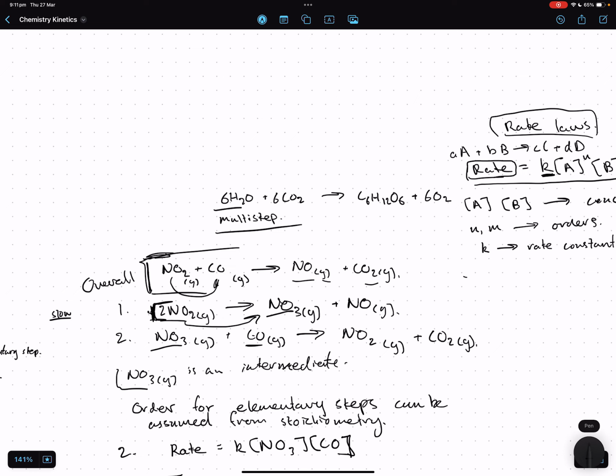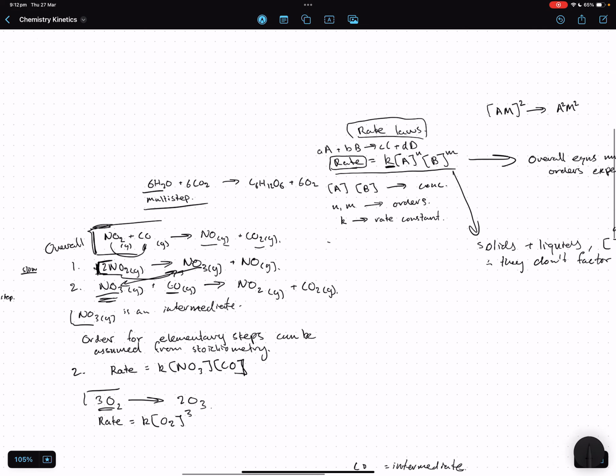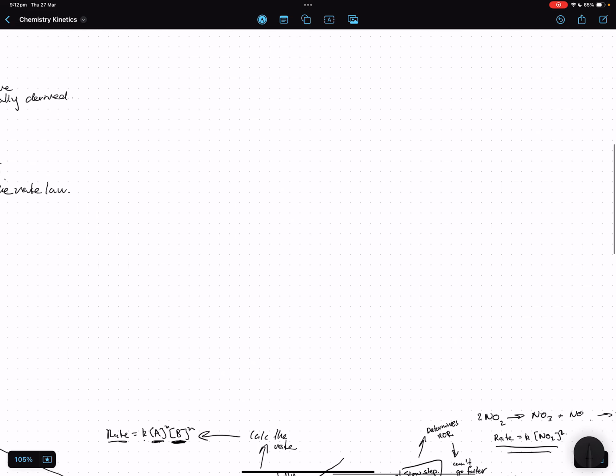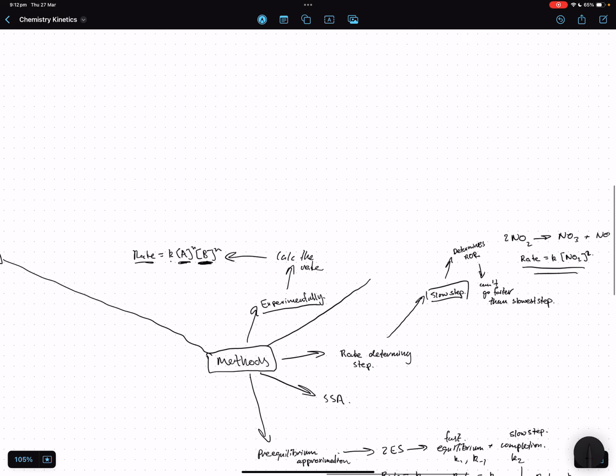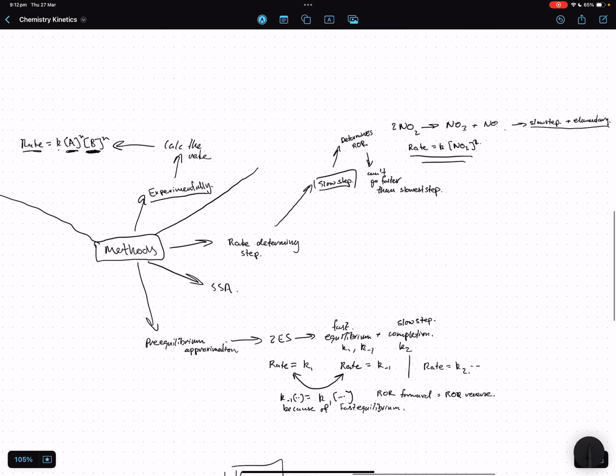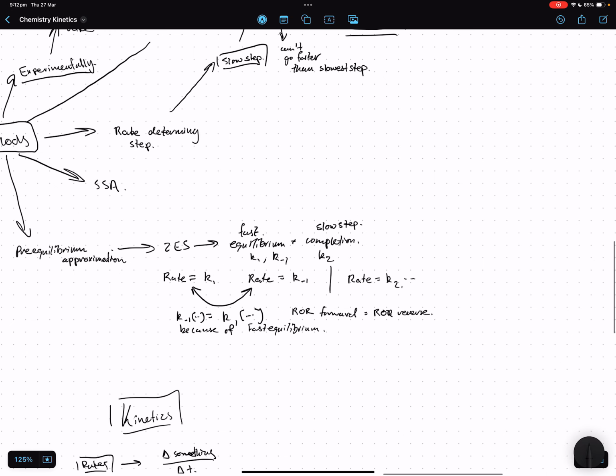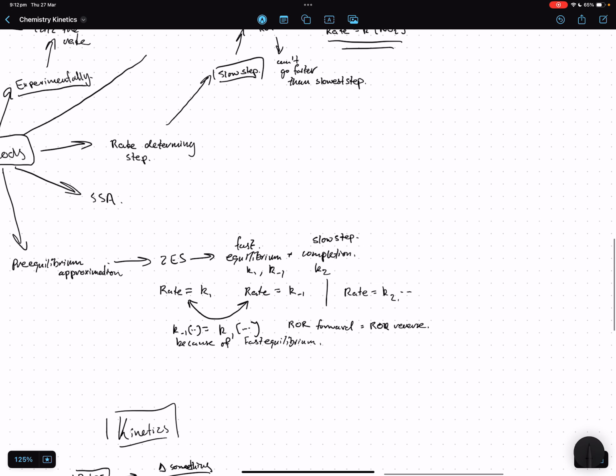Let's say we had this equation here as the slow step. Then NO2, NO3, these are intermediates. They wouldn't be possible in the rate. They're not measurable, so we can't really do anything about them. So the way we try and get rid of them is this pre-equilibrium approximation, which gives us three rates.